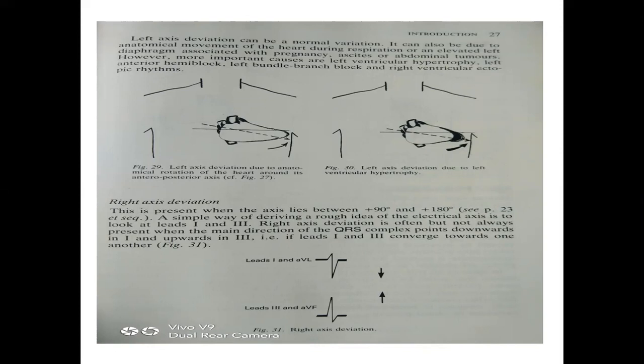Look at the picture. What does this picture say? They are reaching. In reaching, right axial, in lead 1 including AVL, the R is small and the S is deep. Whereas in lead 3 and AVF, the R is taller and the S is smaller. Is it getting clear?